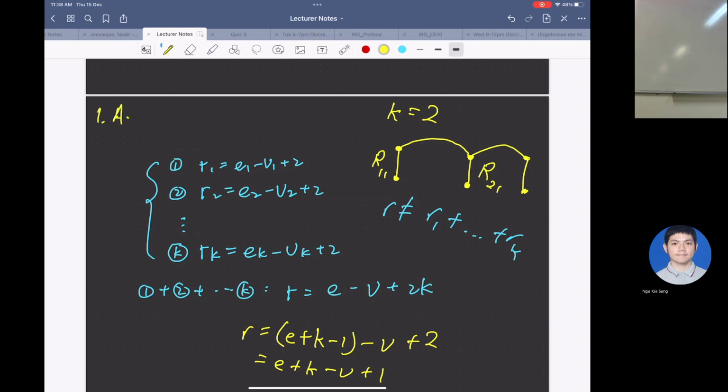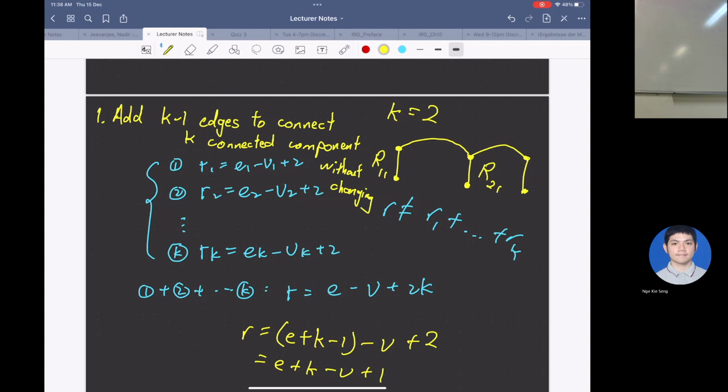So you add K minus 1 edges to connect the components, changing the number of regions and vertices.